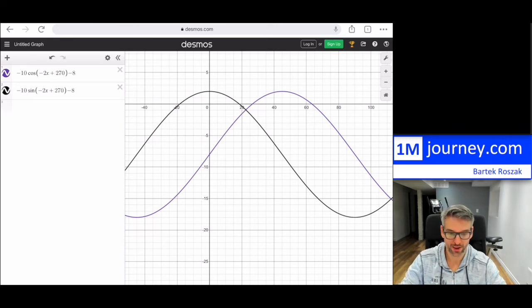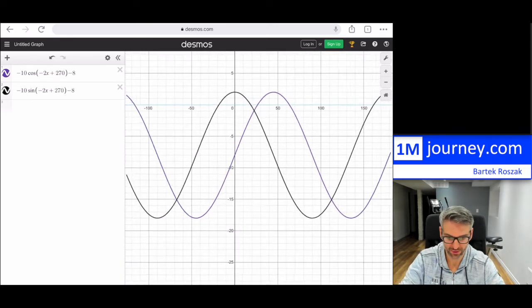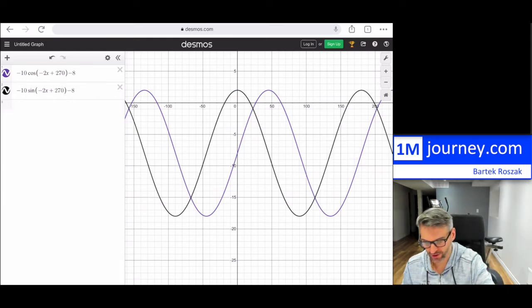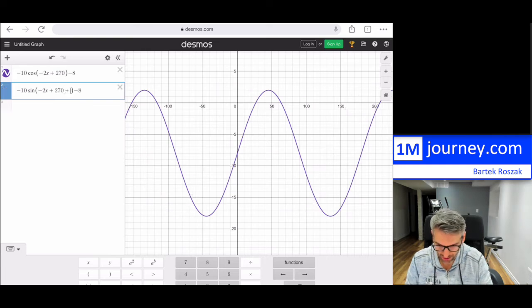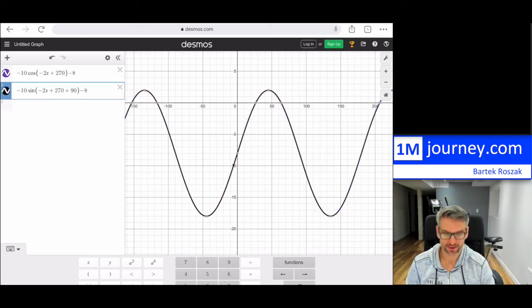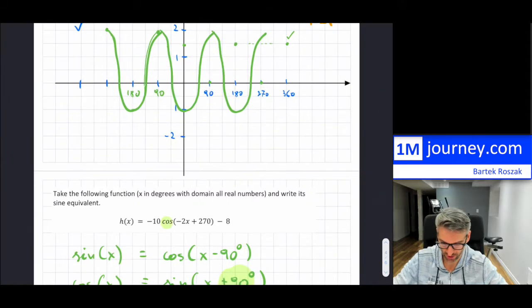Okay, so here it is. I just plotted them back on, and I just want to show you. They're identical, and then all you do is here, you're going to say plus 90, and it is the same thing, right? You can simplify if you want, but that's all that it would be. So that's pretty much it for that one. That's another question out of the way.